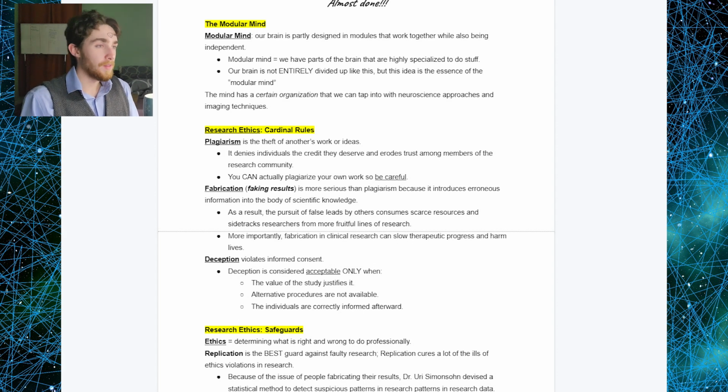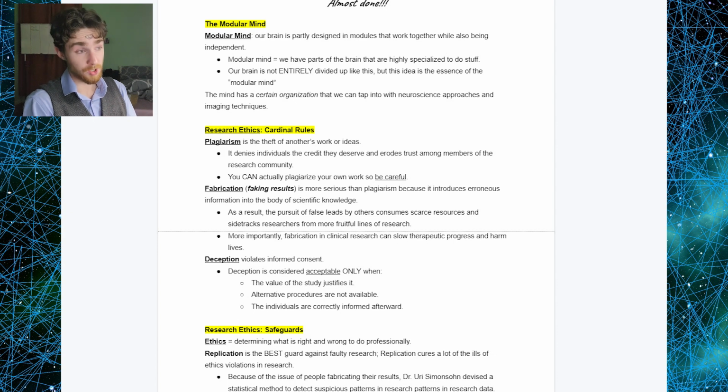But of course, we can't forget about the last little cardinal rule here. We have deception. Deception violates informed consent. The three cardinal rules we've talked about are plagiarism, fabrication, and deception. Now, of these, deception can be considered acceptable, but only when we meet three pieces of criteria. When it comes to acceptable deception, the value of the study has to justify it. Alternative procedures cannot be available, all right? So there can be no alternative to using deception. And the individuals must be correctly informed about what they were fooled about afterwards.